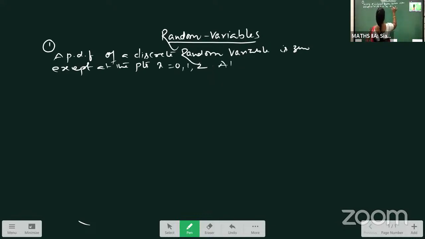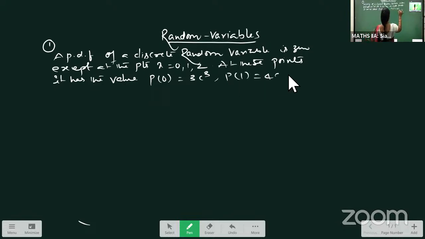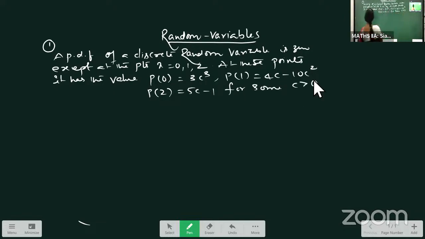At these points, it has the value P of 0 is equal to 3c cube, P of 1 is equal to 4c minus 10c square, and P of 2 is equal to 5c minus 1, for some c greater than 0. Find the value of c.